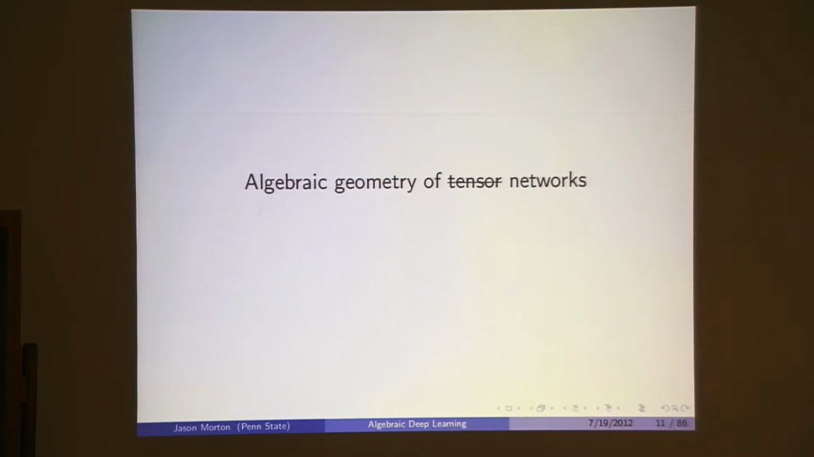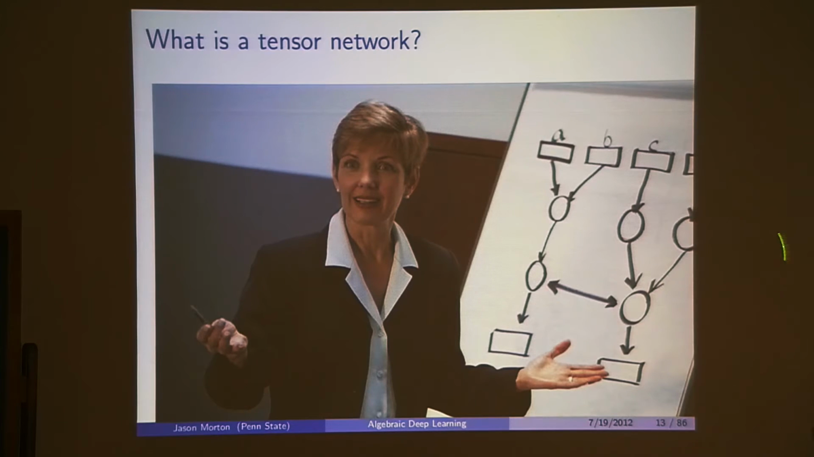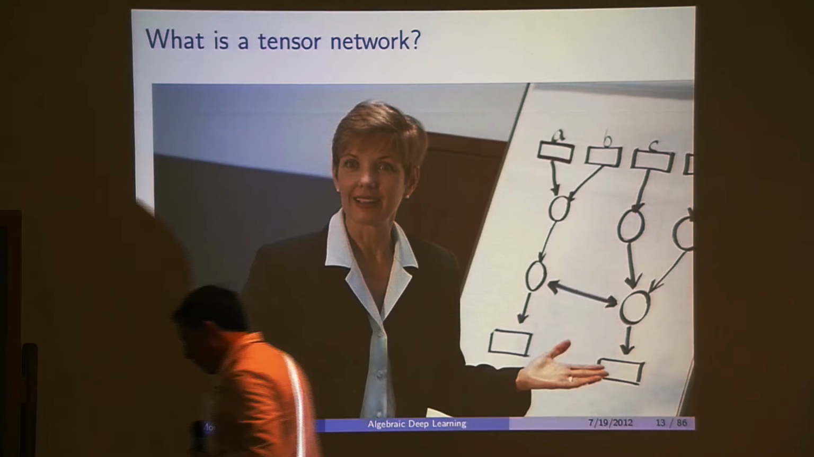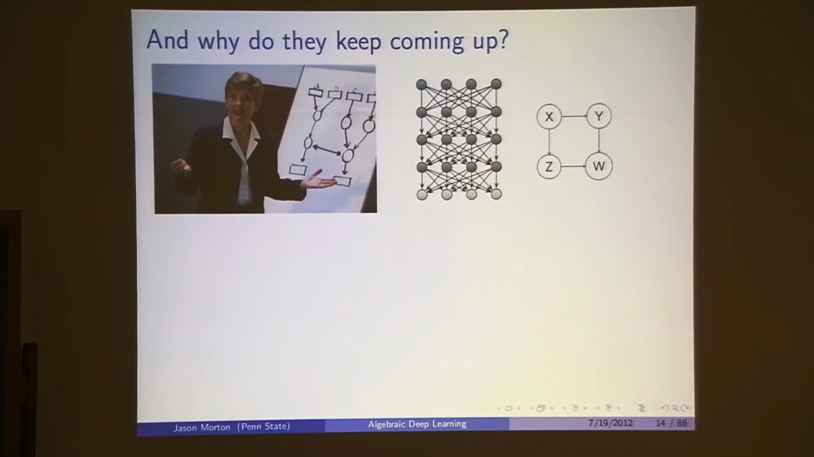And I want to talk about algebraic geometry of tensor networks. So let's go now to tensor networks. Tensor networks are basically things built from lots of little diagrams like this. This is a stock photo about analyzing business processes. She's drawn something which looks a lot like a graphical model, though it's probably not exactly that. So what is a tensor network? Why do they keep coming up?